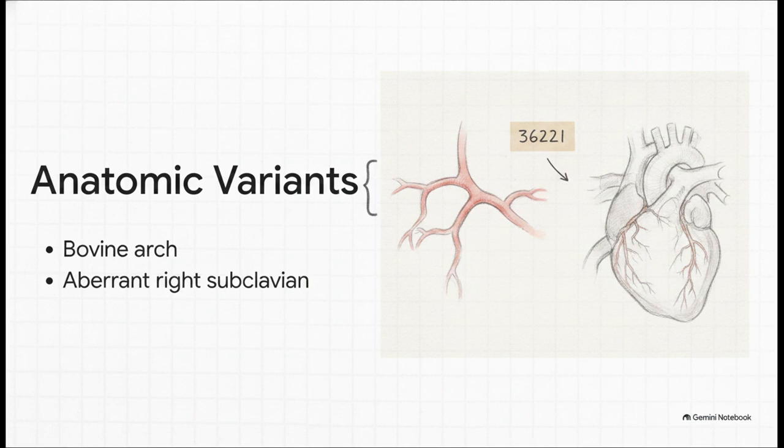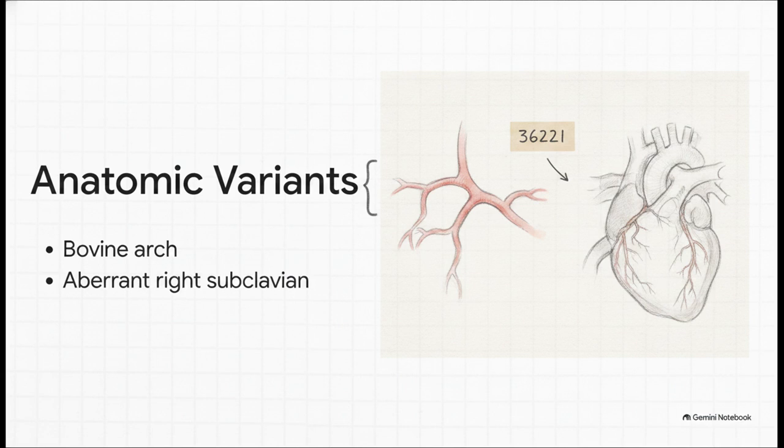Now, what's really fascinating here, and I know you guys run into this all the time, is how the coding rules actually account for real-world human biology. Anatomy isn't always perfectly textbook, right? Patients frequently show up with variations. Maybe it's a bovine arch, or a common left common and right innominate origin. Sometimes you see a left vertebral origin coming directly off the arch, or an aberrant right subclavian origin.